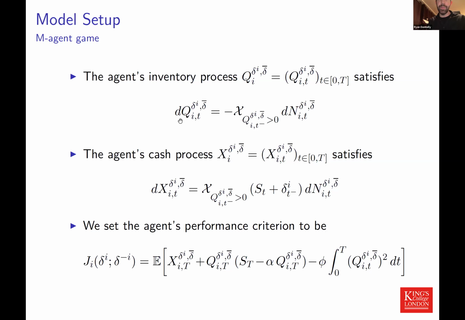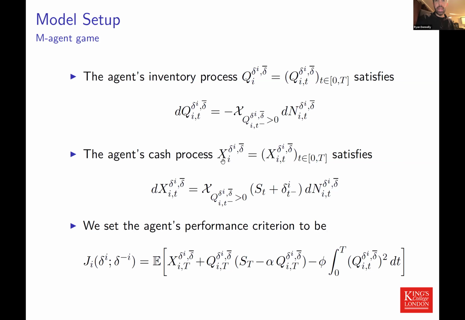And the dynamics of Q are set to this. Anytime a sale occurs, the inventory decreases by 1. We have an indicator function here because as soon as an agent hits 0 inventory, they exit the game. Okay, so once they've liquidated their position, they have no inventory left. Their inventory doesn't change anymore, and they also will no longer impact the average market dynamics.